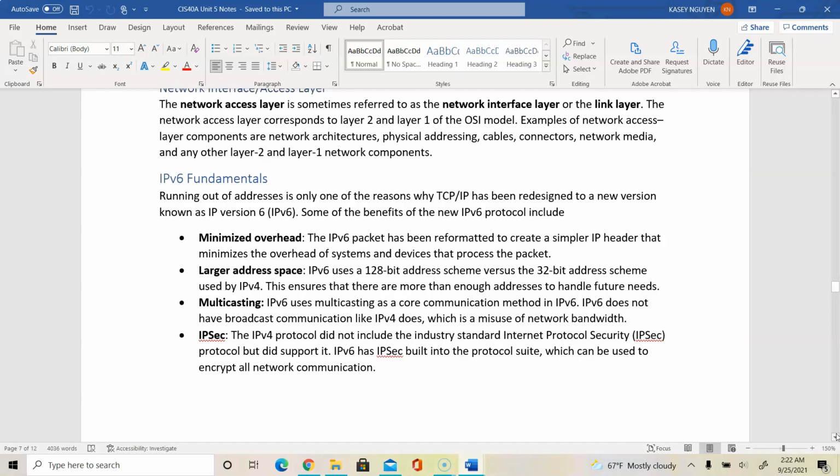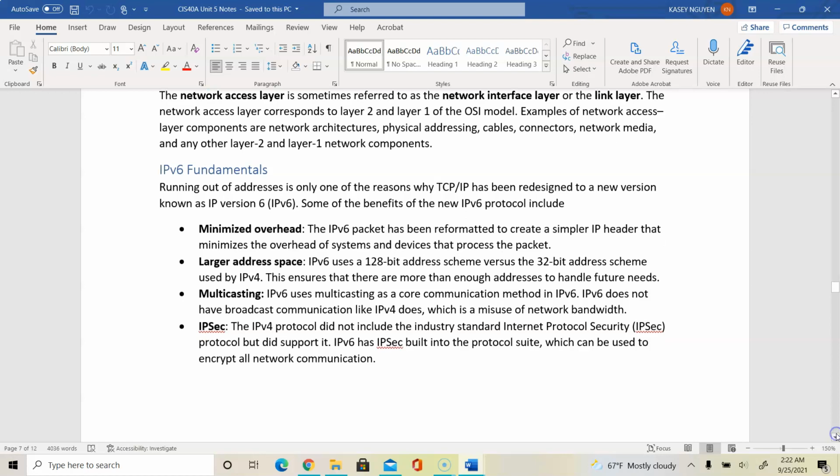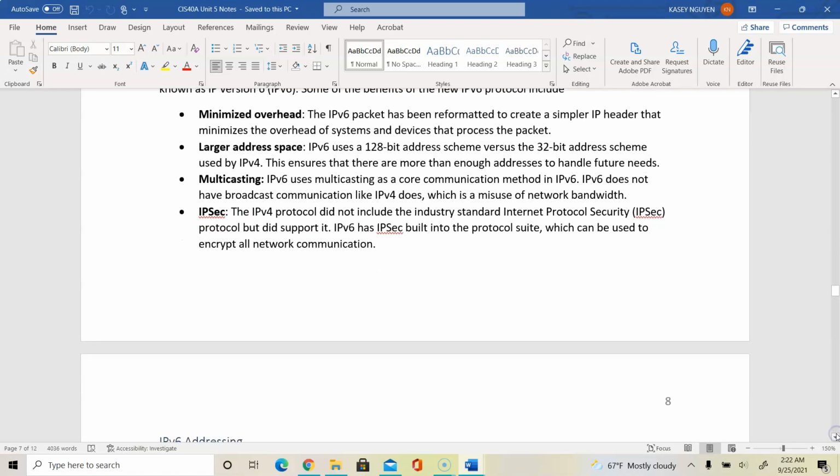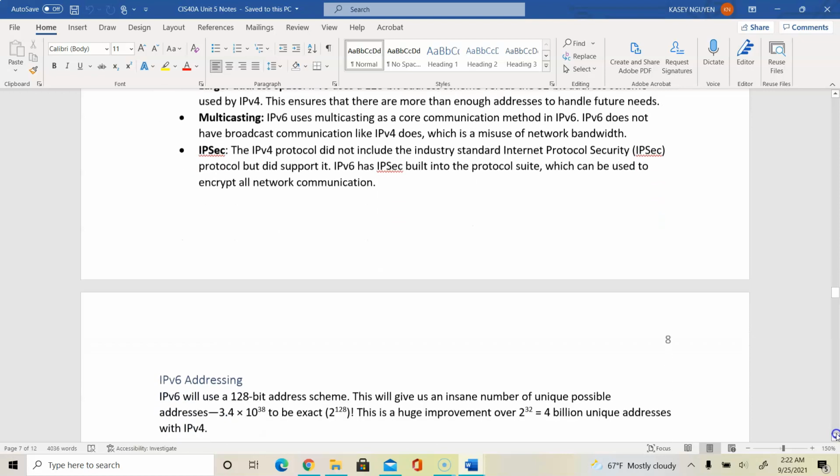IPsec for IP version 4 did not include the industry standard IPsec that would be fully supported, but IP version 6 has IPsec built into the protocol suite. And that allows us to have encrypted communication on the network, especially when we're working with VPNs, virtual private networks.